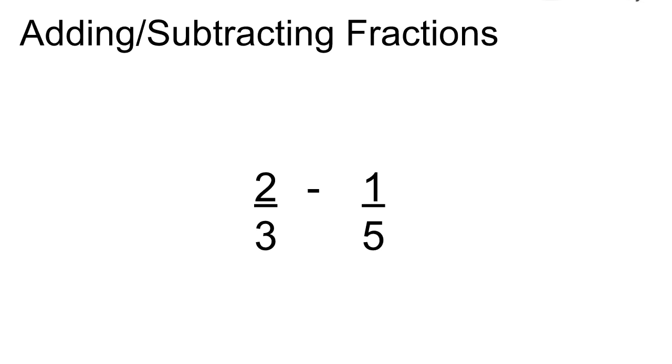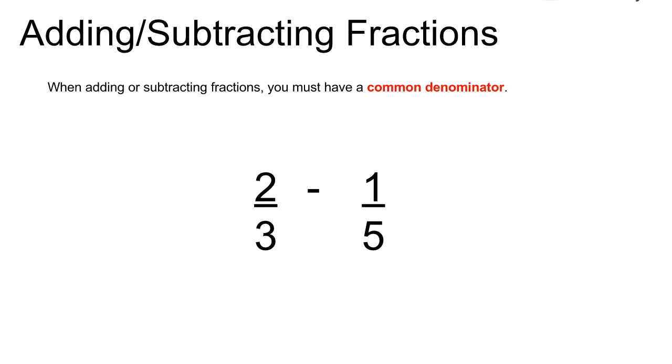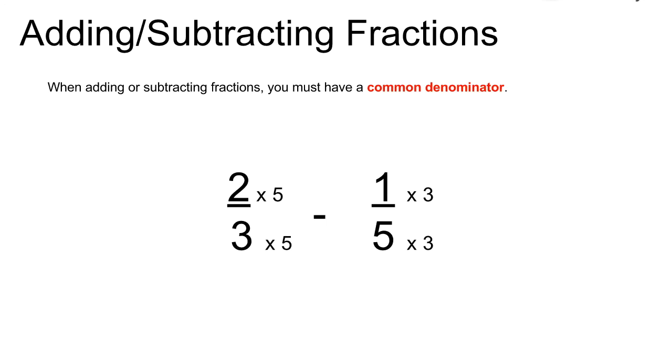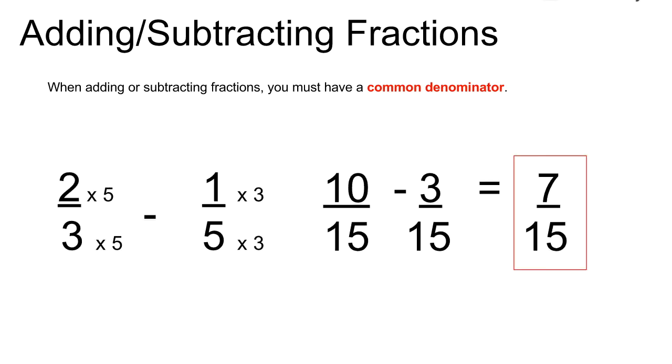Adding and subtracting fractions. When adding or subtracting fractions, you must have a common denominator. To find my common denominator, I'm going to multiply this fraction by this denominator, and this fraction by this denominator. What I do on the bottom of my fractions, I do the same on the top. Two-thirds has become 10/15ths, and 1/5 has become 3/15ths. I can now perform my operation of subtraction. My answer, 7/15ths.